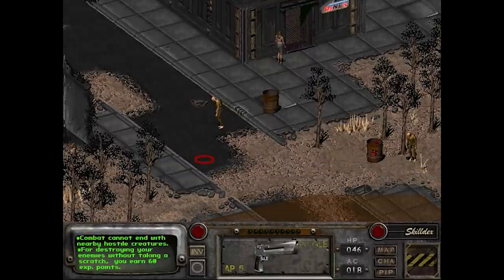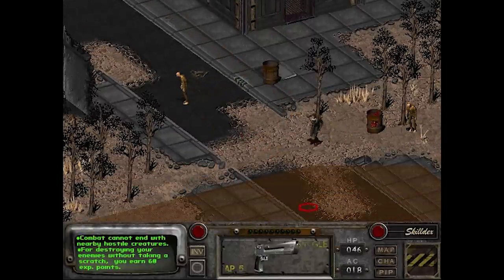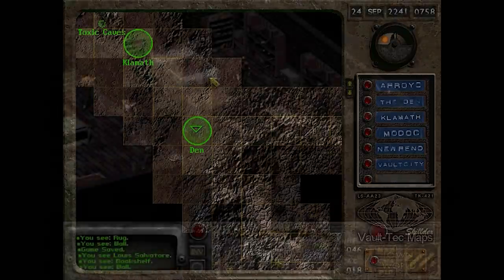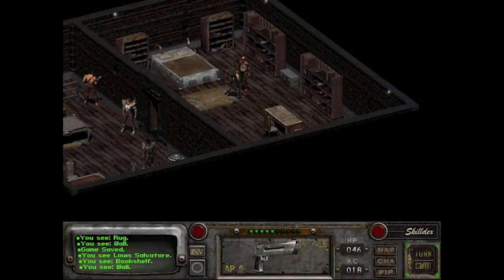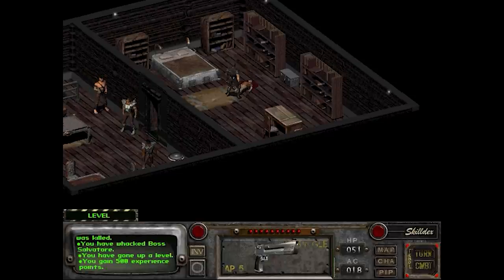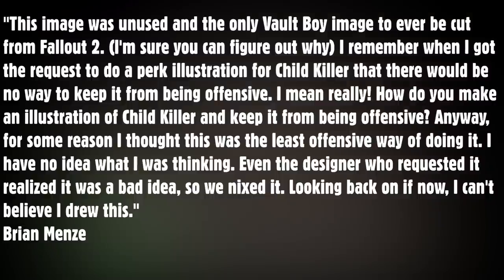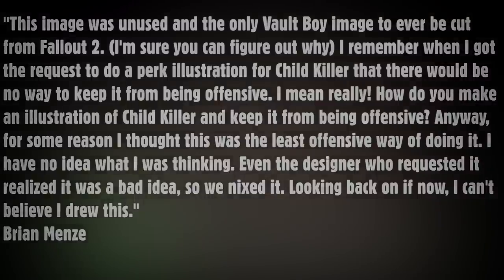I remember when I got the request to do a perk illustration for Child Killer that there would be no way to keep it from being offensive. I mean, really, how do you make an illustration of Child Killer and keep it from being offensive? Anyway, for some reason, I thought this was the least offensive way of doing it. I have no idea what I was thinking. Even the designer who requested it realized it was a bad idea, so we nixed it. Looking back on it now, I can't believe I drew this."